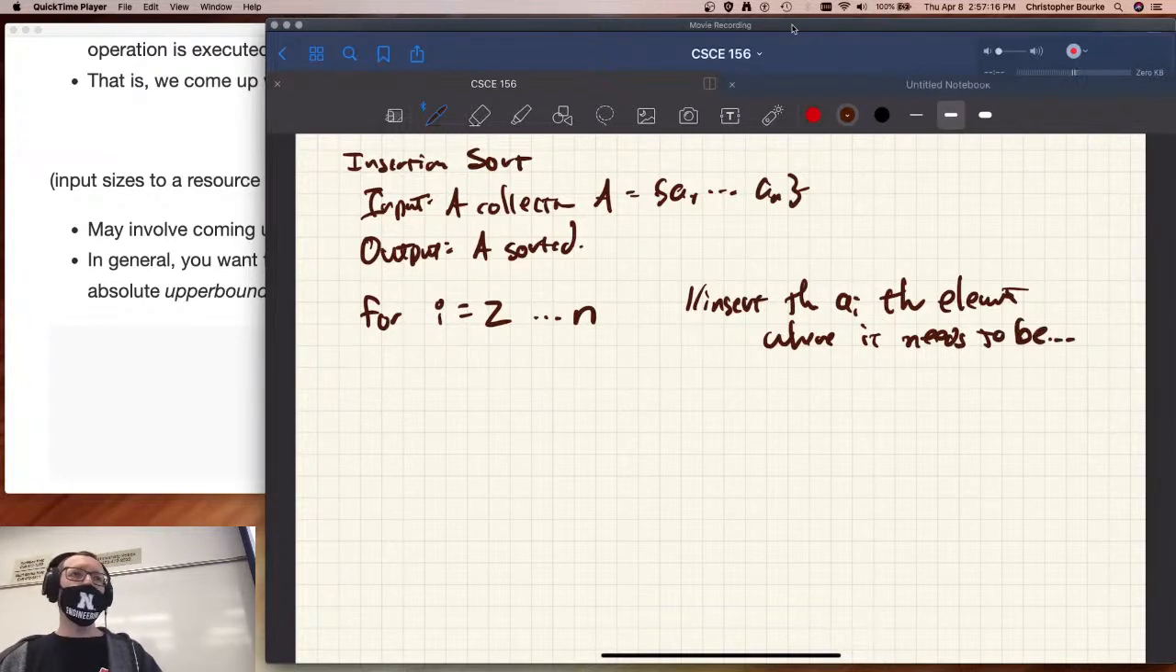How do we do that? Let's put it into a temporary variable so that we don't lose it. And we've made room for it because it doesn't matter now if we overwrite it by shifting things over. Right? Where do I start shifting things?